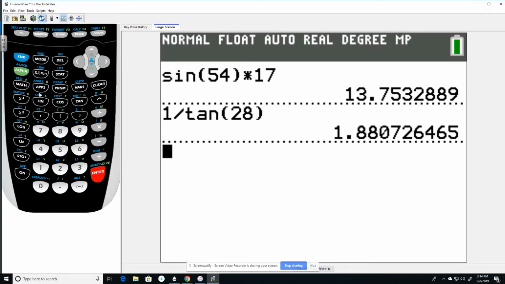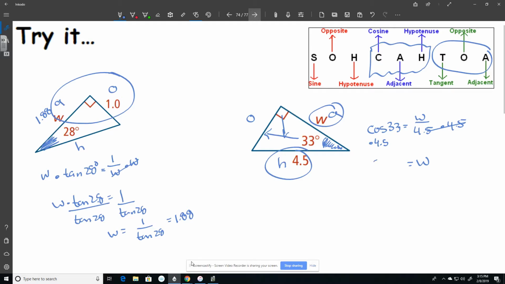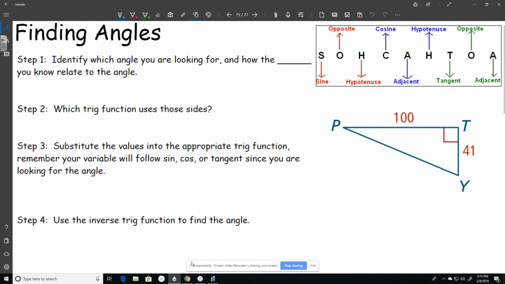So let's do cosine of 33 multiplied by 4.5. And again, I put a parenthesis after my cosine number there. Cosine of 33 degrees times 4.5 is 3.77. So W equals 3.77. So this side, again, I'm going to look and make sure that seems reasonable. If my hypotenuse is 4.5, it should be bigger than W, and it is. But 3.77 is not an unreasonable answer. So we can use sine, cosine, tangent to help us find the side.